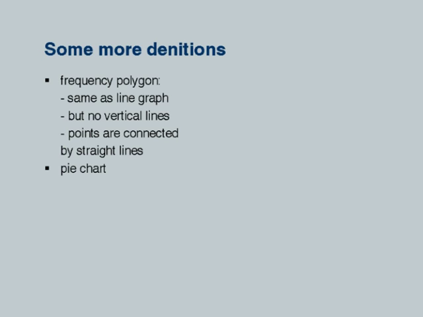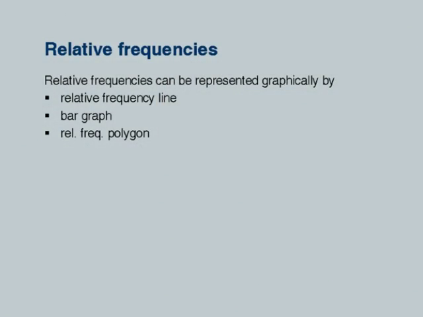And then, of course, you know, pie chart. So you break a circle, and then the area will correspond to the percentage of that particular data value. And then, as I mentioned, relative frequency, that is after scaling by the total number, you can draw a relative frequency line or a bar graph. So relative frequency line is just put a cross and then connect them. Or a bar graph, that means you have thickness. And then the next one is the relative frequency polygon. That is, you connect the crosses with straight lines.